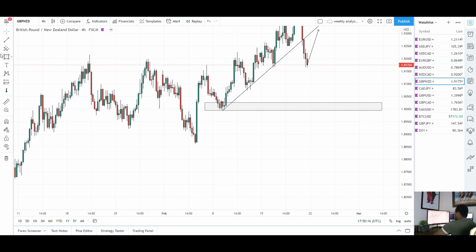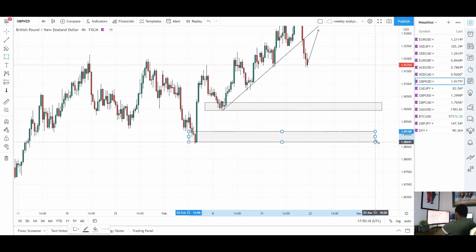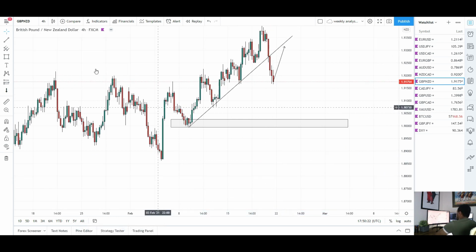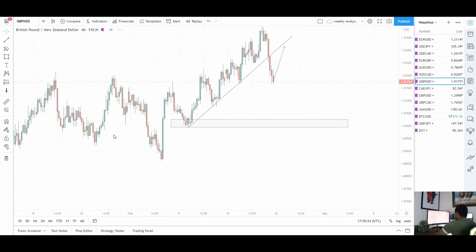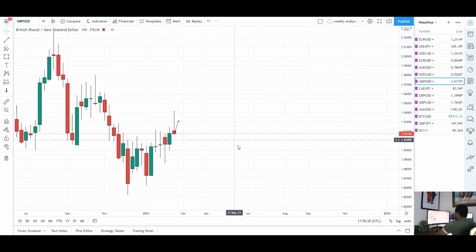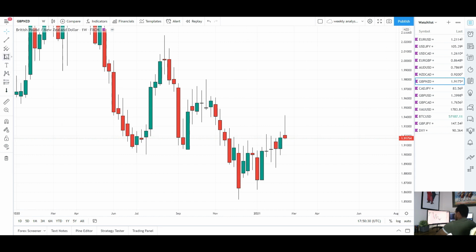And maybe even further and tapping back into this area here, which is where we had the news come in and we saw price take off to the upside. Just because again, on the higher time frames, if I show you on the weekly chart here and zoom out a little bit, it looks like we tapped back into this area of consolidation.